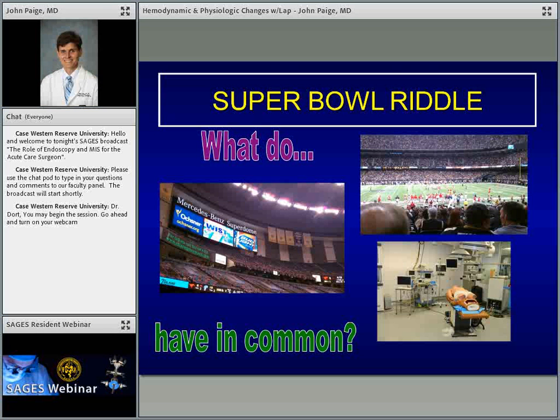But before we get going, I always like to start things with a little riddle to get people thinking. So I'm showing you a picture of the Superdome simulation and training there, and the football team. I'm saying, what do all these things have in common? What does football basically and surgery have in common? You guys want to type out some answers? I can look for them. Give you a second.